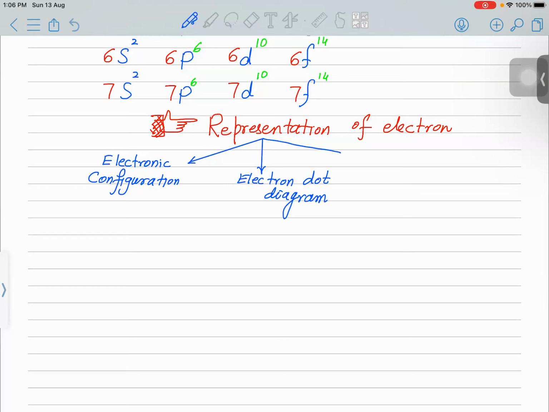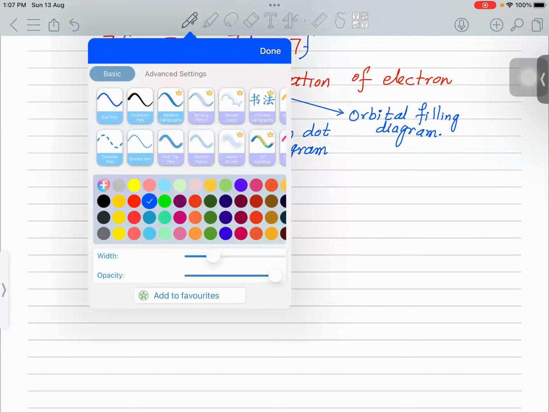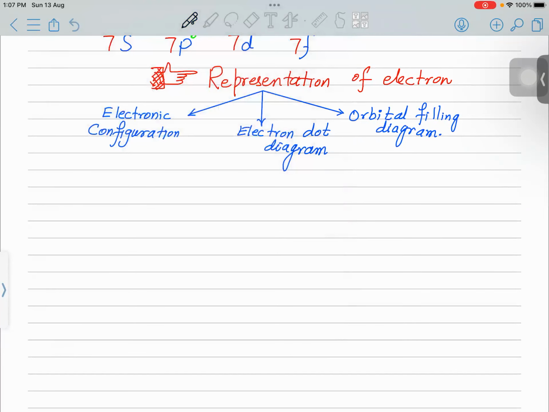And the third one is the orbital filling diagram. There are three ways to represent any electron. Now let's start with the first, electronic configuration.